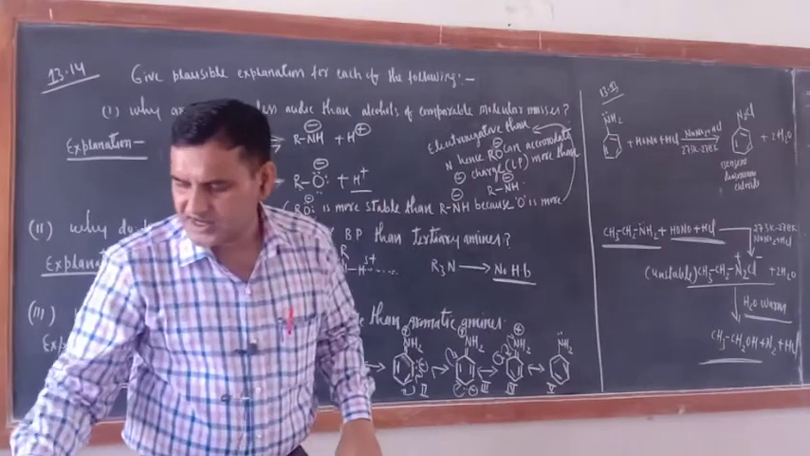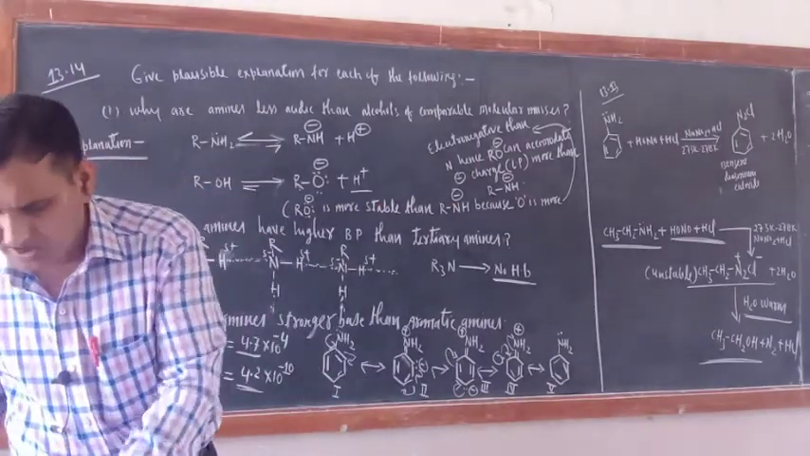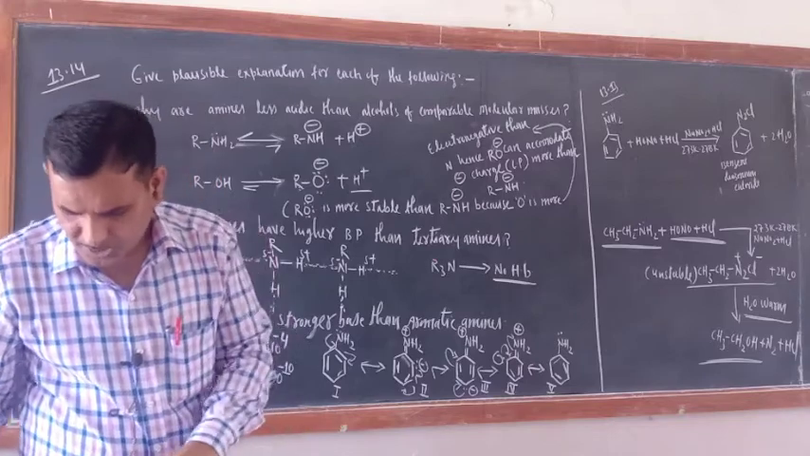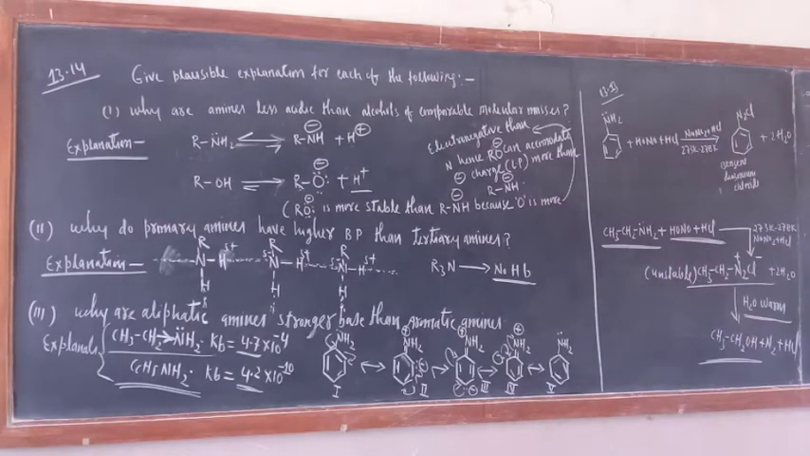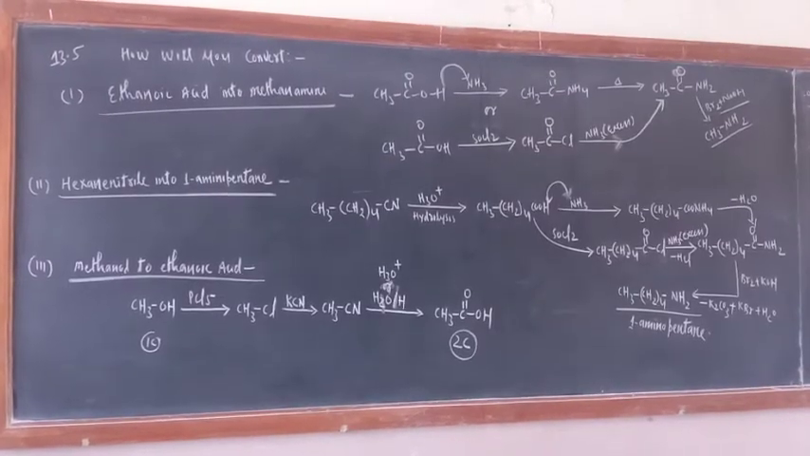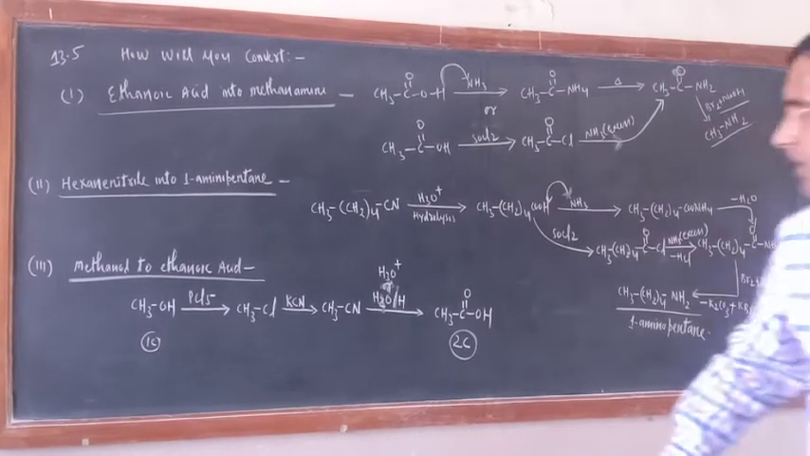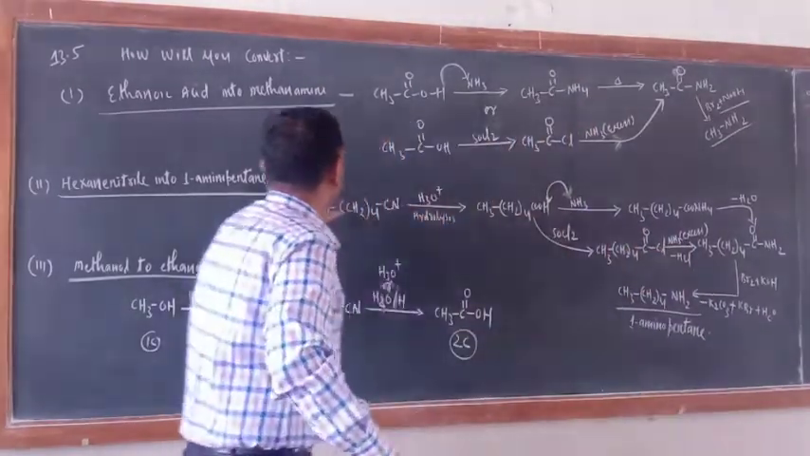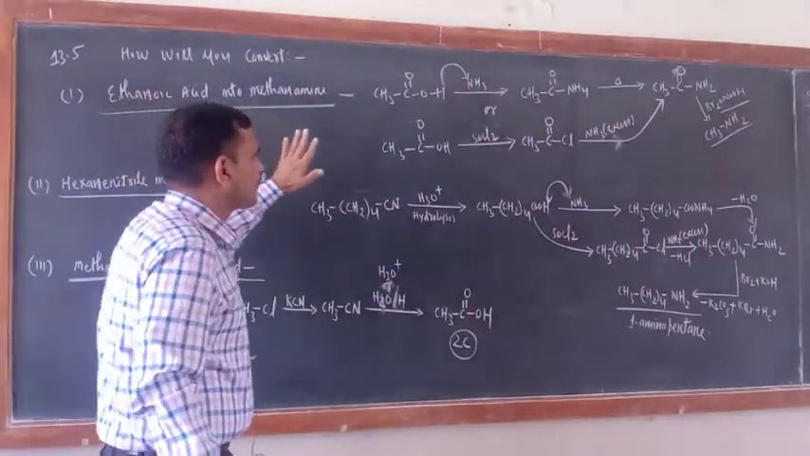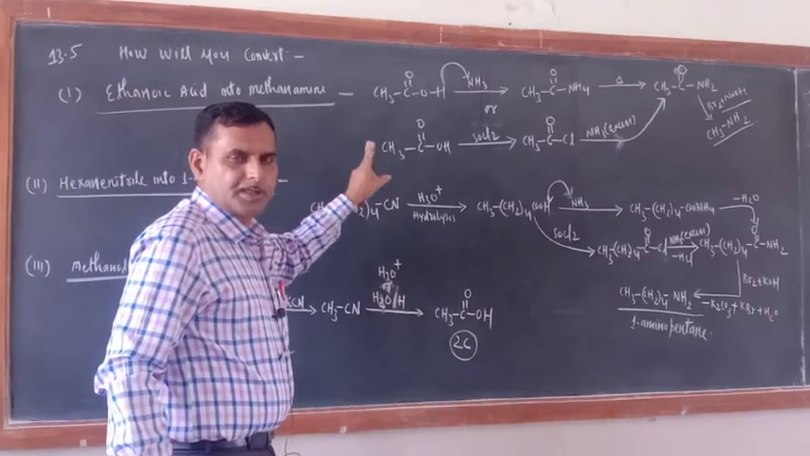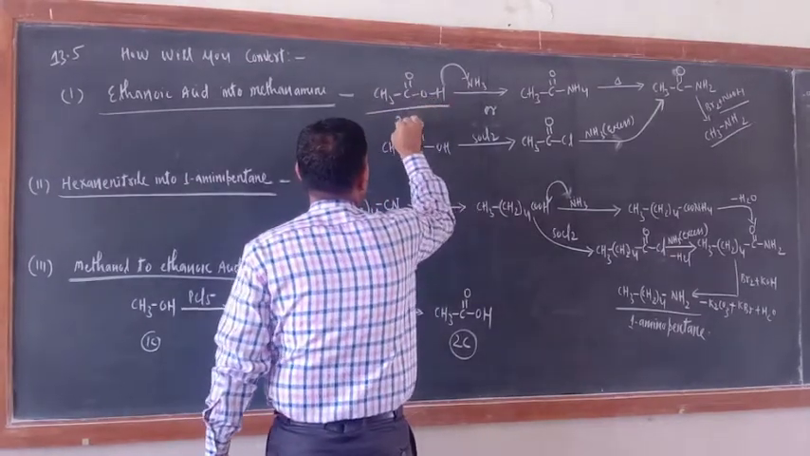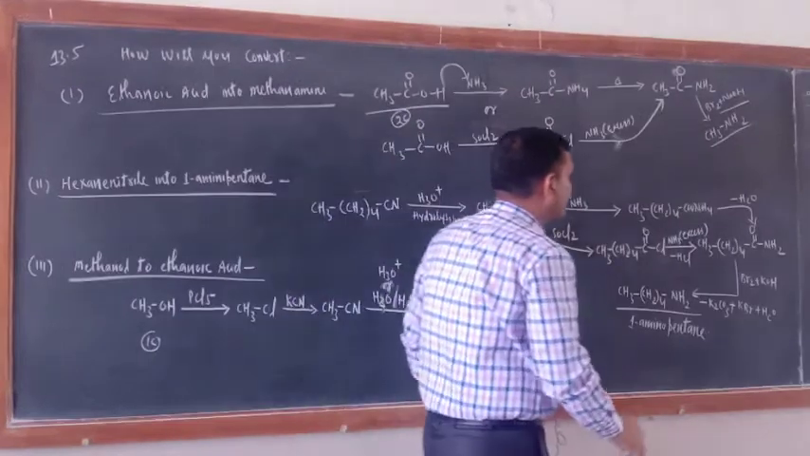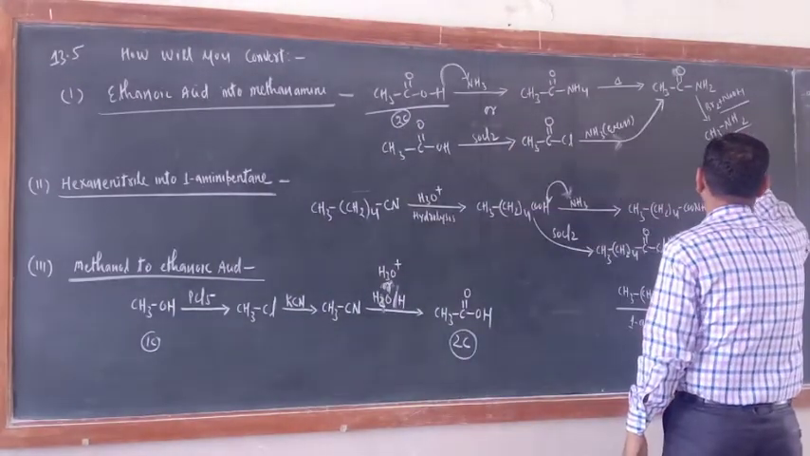Now 2 more exercises are left, which are based on conversion, that is 13.5 and 13.8. So whatever is possible today we will complete. Tomorrow I will start the biomolecules. Okay, so now 13.5. How will you convert ethanoic acid into methane amine? So just see, in conversion first we should write the initial product and final product. So ethanoic acid, see, 2 carbon atoms are there, and what is the final product? The final product is methane amine, 1 carbon atom is there.